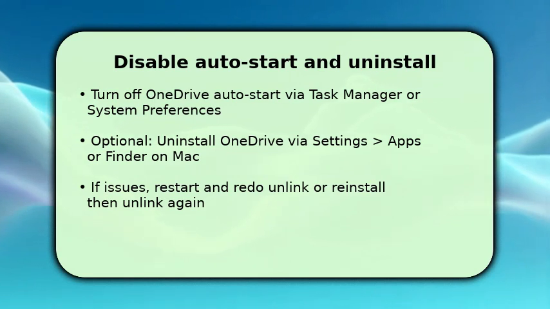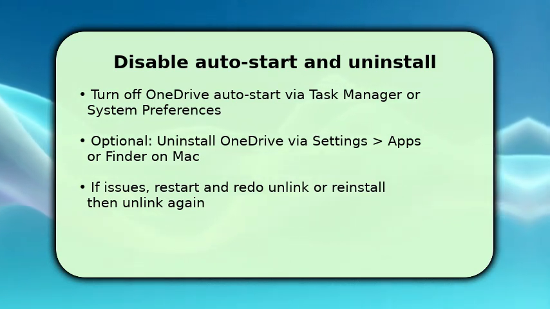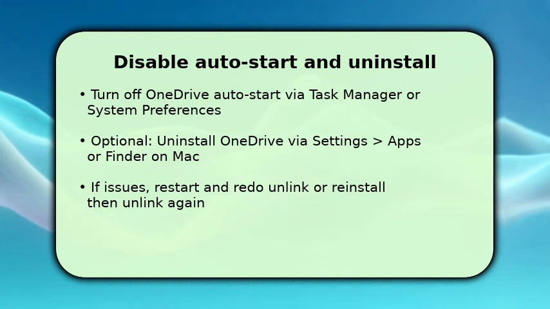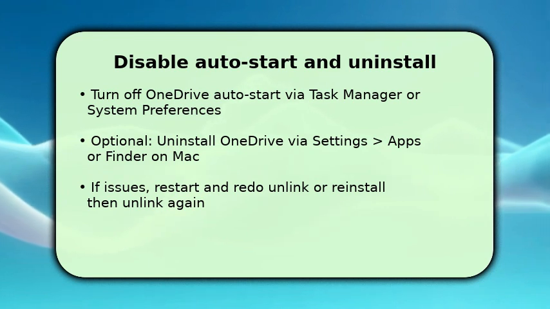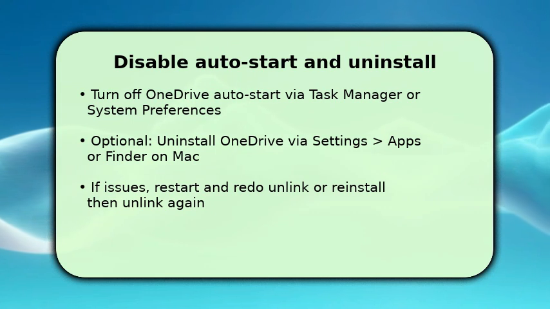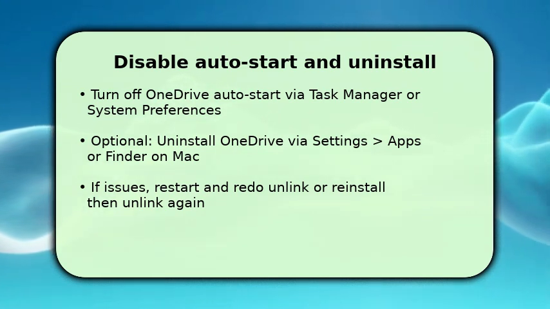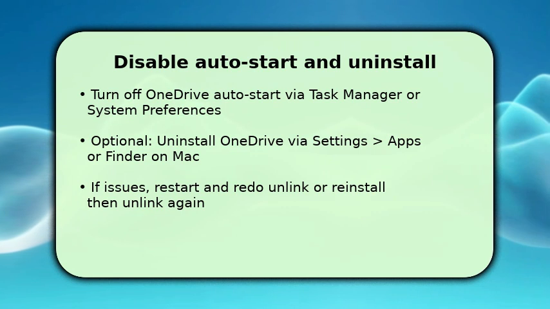If you want it fully removed, uninstall via Settings apps on Windows or remove the app on Mac, but back up any local files first. If something goes wrong, for example, OneDrive still starts or files disappear, restart the computer, sign back in, and rerun Unlink, or reinstall briefly to access settings.